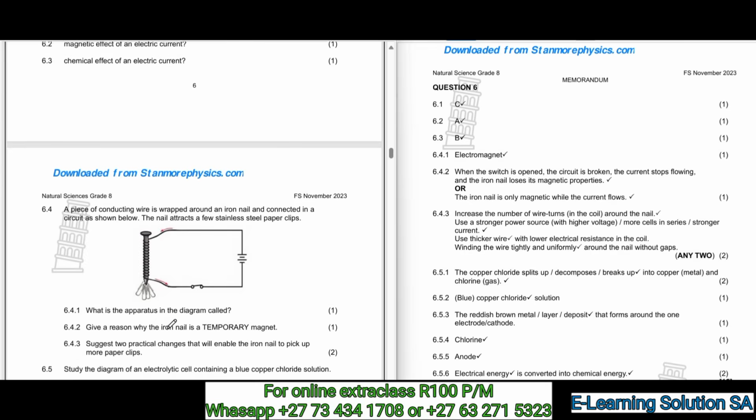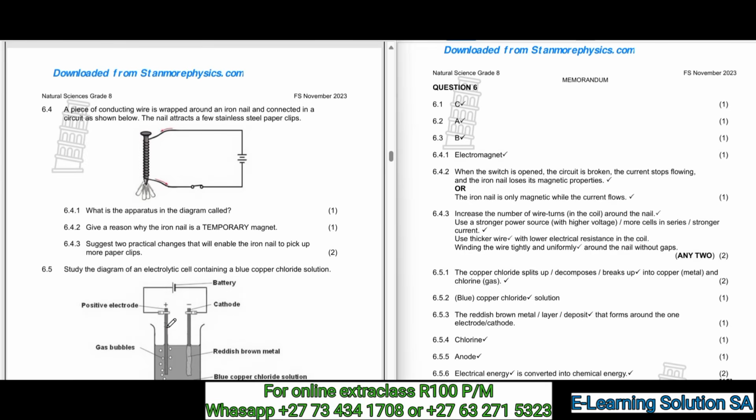Okay, so 6.4, a piece of conducting wire is wrapped around an iron nail and connected in a circuit as shown in the diagram below. The nail attracts a few stainless steel paper clips. As you can see, this is an iron nail, and it's connected to a cell through wires and then a closed switch. So it attracts a few stainless steel paper clips.